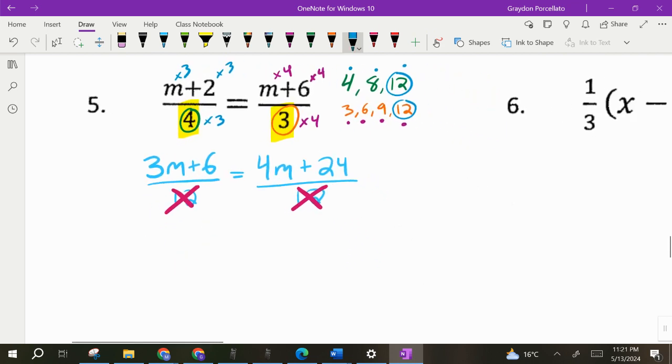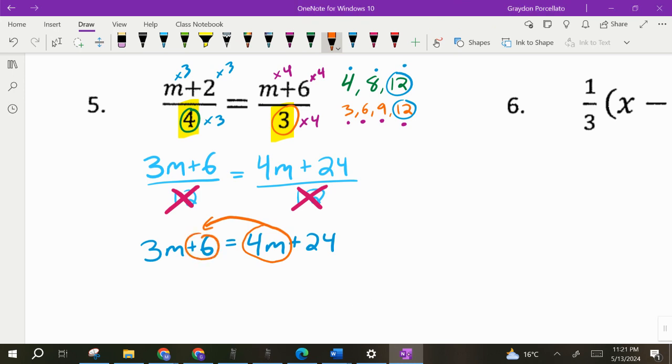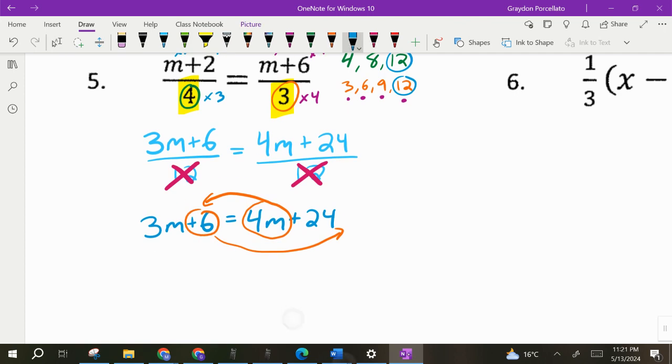So now this one's a little tricky because this involves some stuff from just our most recent spiral. So we get 3m plus 6 equals 4m plus 24. Now hopefully you remember here that I want to bring all my m's to one side and all my constants to the other side. So what we get is 3m minus 4m equals 24 minus 6.